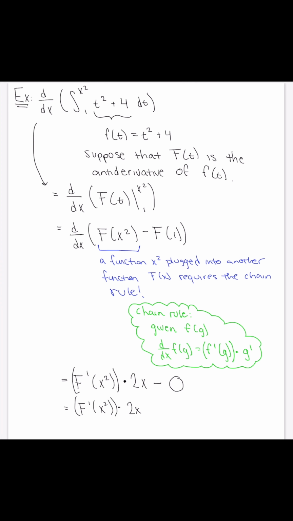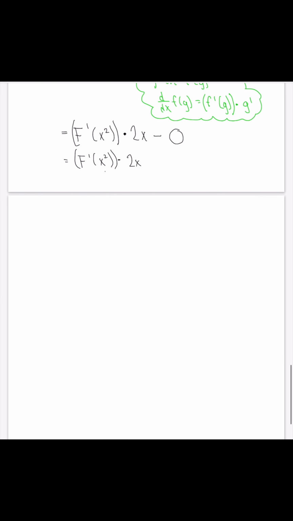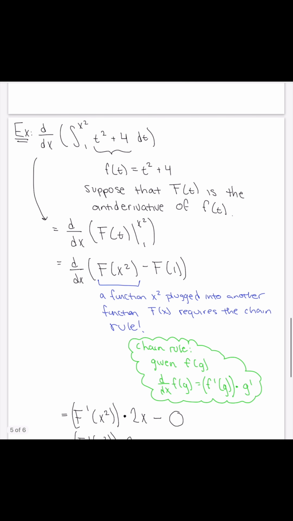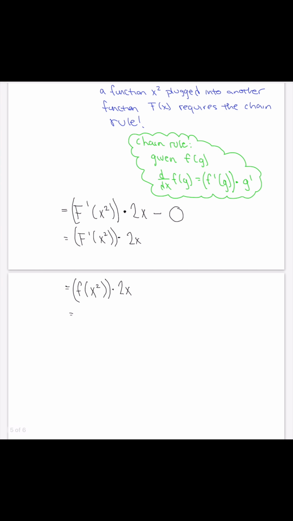I like to put two parentheses to make sure we don't think we're multiplying the x squared by the 2x. And if we do the derivative of the antiderivative, that's just going to become the regular function itself. So that's f of x squared all times 2x. And then what was f? Remember, we set it equal to t squared plus 4. So f of t was t squared plus 4, and we need to plug in x squared in there. So that's going to become x squared squared plus 4, and then that's all multiplied by 2x.